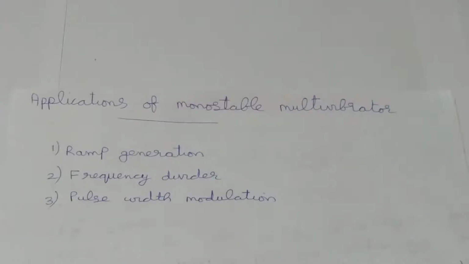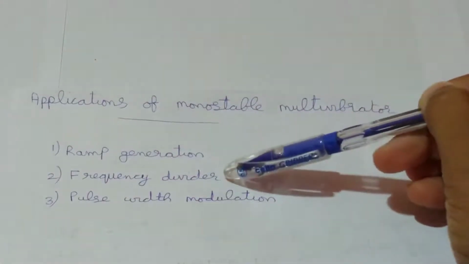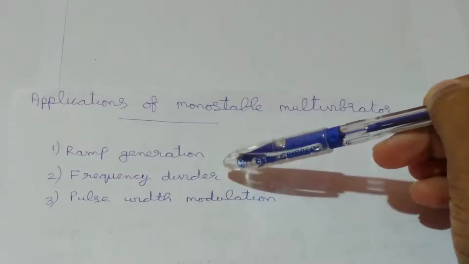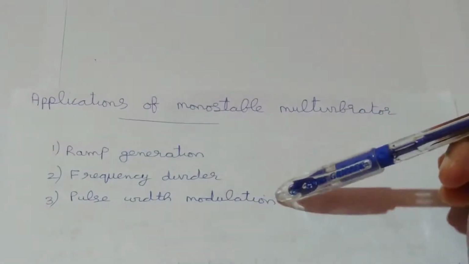Today we are going to discuss applications of the 555 timer IC when it is operated in its monostable mode. There are three main important applications. First, it can be used as a ramp generator. Second, it can be used as a frequency divider. And the third one is it can be used as a pulse width modulator. Let's now consider these applications in detail.